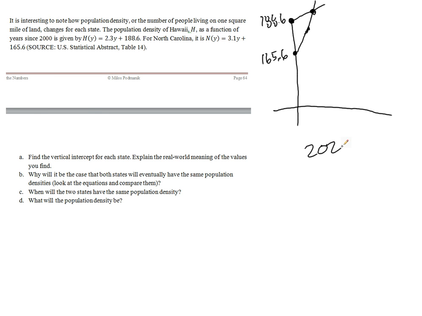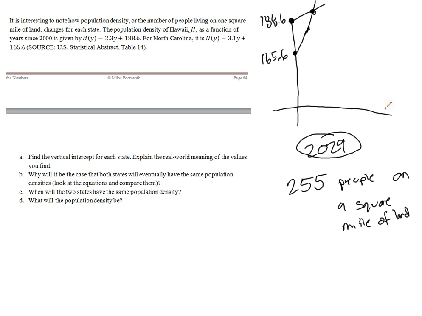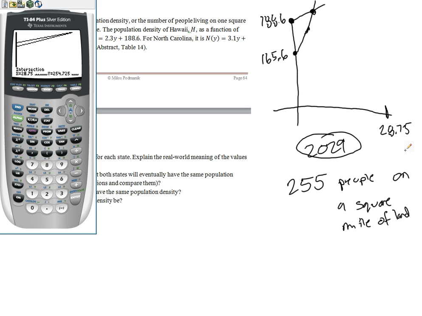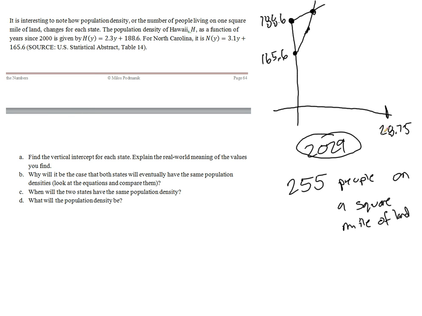So in 2029, we would expect 255 people on a square mile of land, just because both of them are rising. Now whether that will actually happen and continue this way, we have no idea, but that's a projection we could make. So when will the two states have the same population density? In 2029, which we found was roughly 28.75, but that's pretty close to 2029.